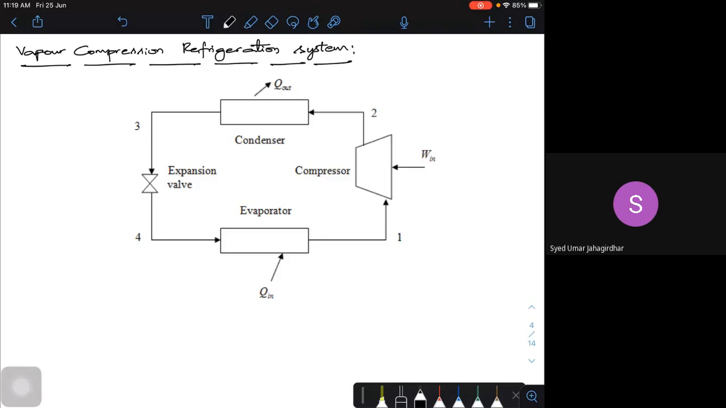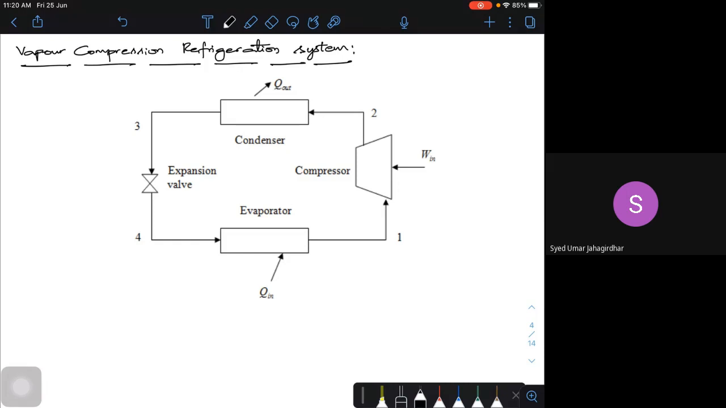Okay, so good morning. We'll be starting with the next topic in your refrigeration system. In the previous class, we looked at the air refrigeration. Moving forward, we'll try to compare the air refrigeration and vapor compression systems and the vapor absorption systems, and that we'll do in the later classes. Now, vapor compression refrigeration system.